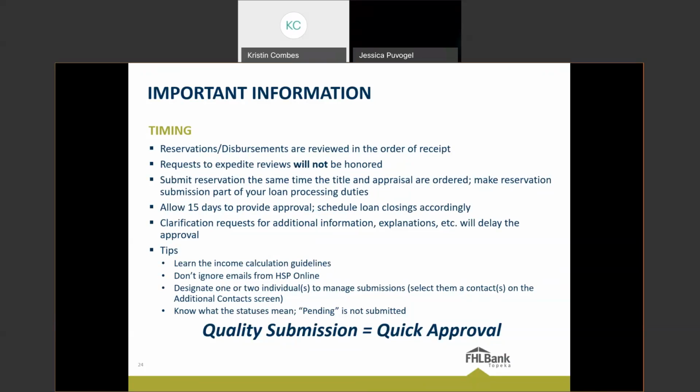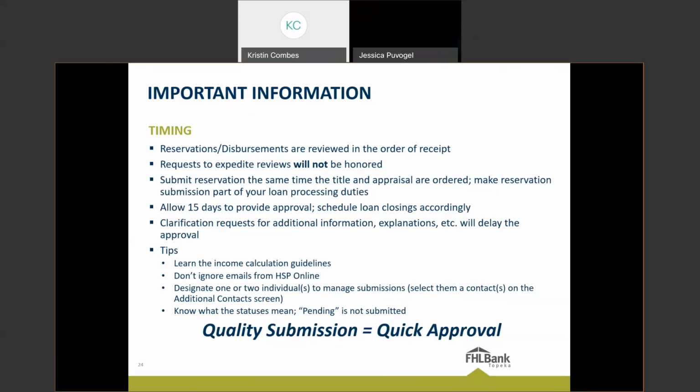However, if we have to ask for additional information, explanations, or clarification, the approval may be delayed longer than 15 days. Here are some tips for a quick approval. Know the income calculation guidelines. Submitting too much documentation or the wrong documentation will cause a delay. Don't ignore emails from HSP Online. Emails are sent when clarification is requested. Log into HSP Online and determine what is needed to cure the clarification request and submit quickly.